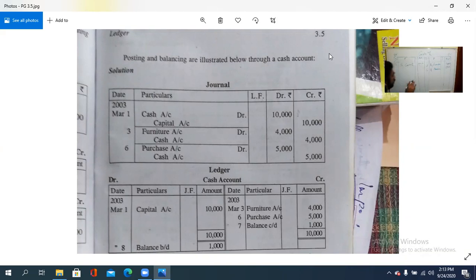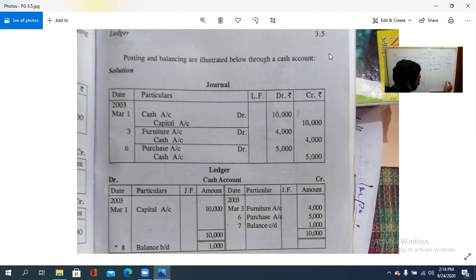See this one. On the debit side, there is a 10,000 total, and on the credit side, there is 4,000 and 5,000, total 9,000. So which side is more? Sure, the debit side is more. So we are going to total it up. So 10,000.